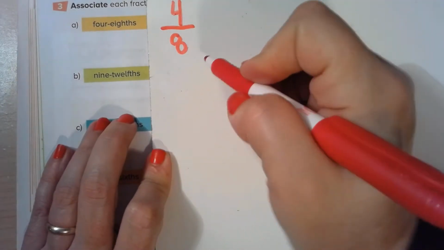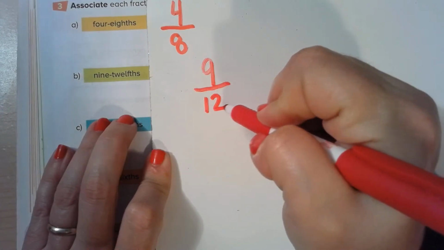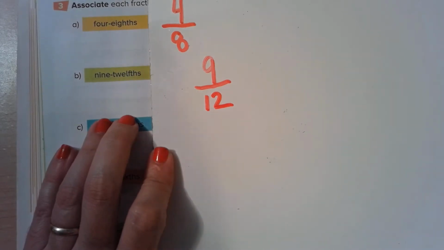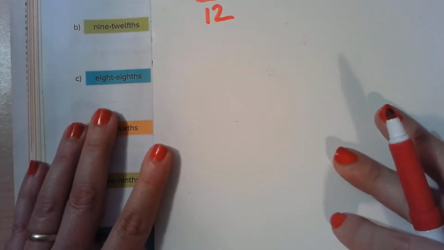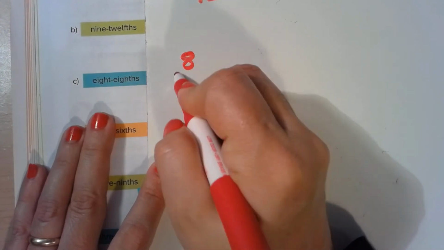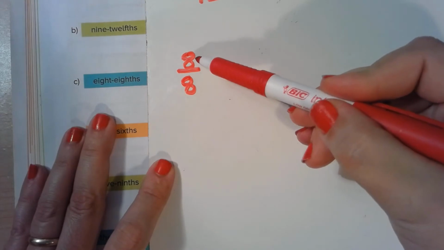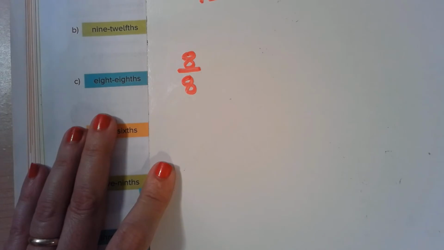B is 9/12. Go ahead and write that in your book right now, please. That way you'll have it when it's time to do your homework. C, ooh, I like C a lot. C is 8/8. Have you ever seen that before, where your numerator is the same number as your denominator? 8/8.